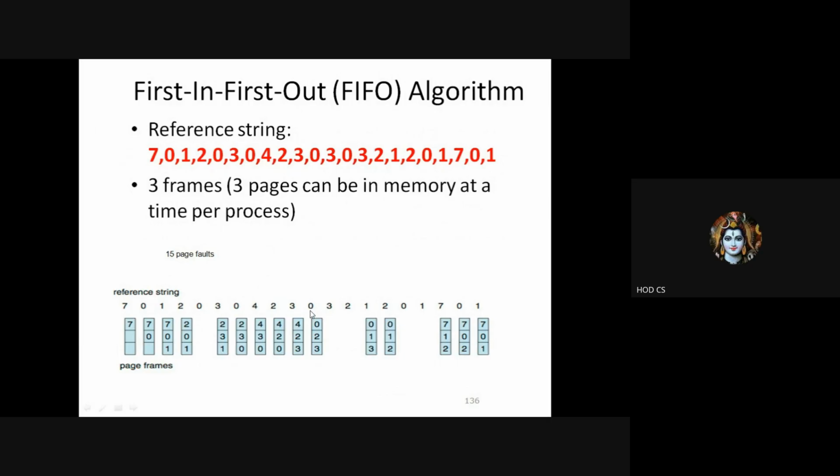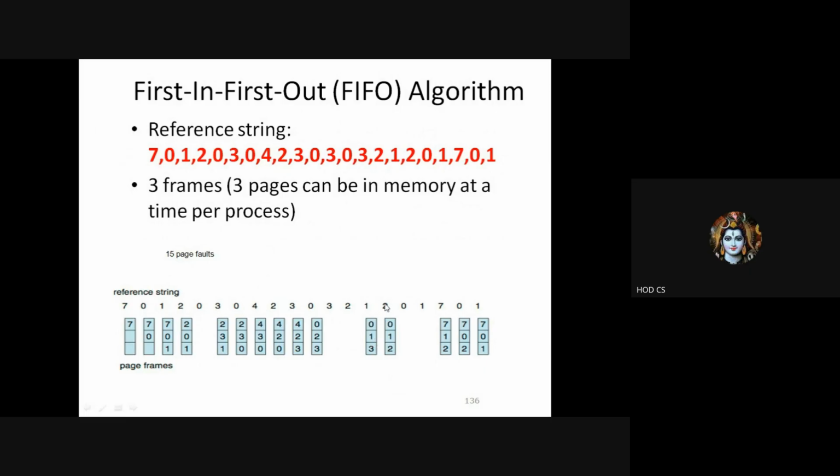Again, the next bit is 0. Check whether 0 is available. 0 is not available, so I have to find out the victim bit. So the victim bit here will be 4, so I am going to replace it by 0. Again, I am taking 3. 3 is already available. I am going to take 2. 2 is also already available. I am going to take 1. 1 is not available, so I need to replace. So which has come first? Already 2 has come first, so replace it by 1.